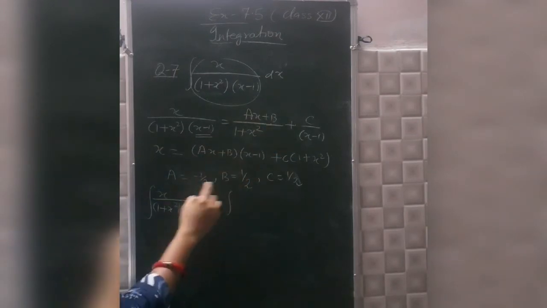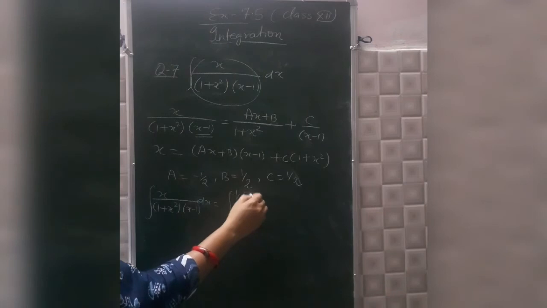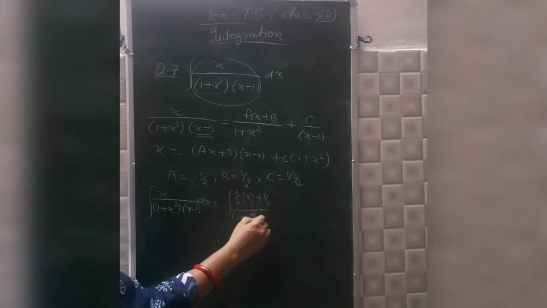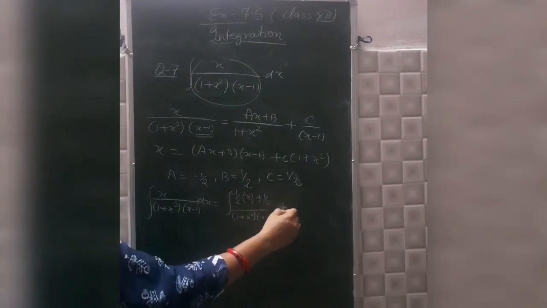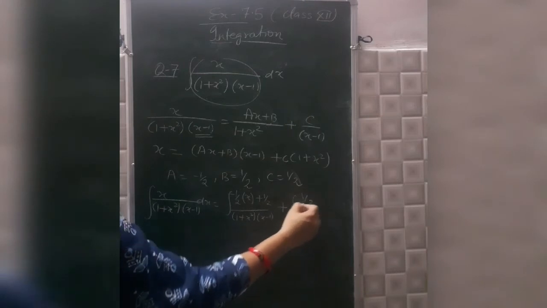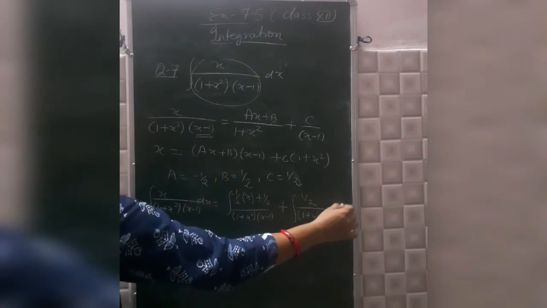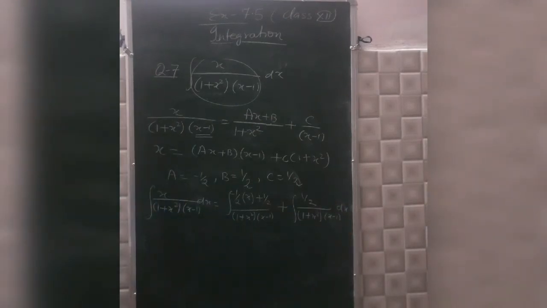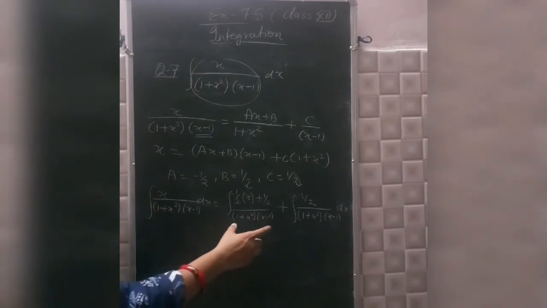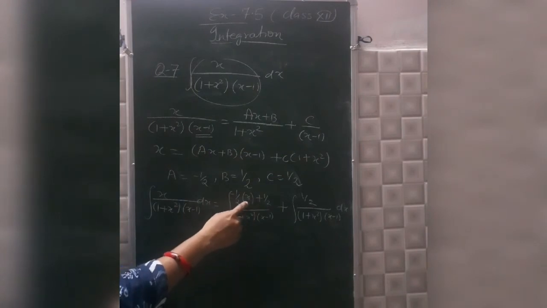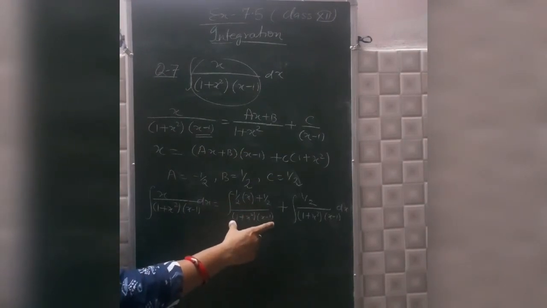ax plus b, a is minus half x plus half, divided by 1 plus x square, into x minus 1, plus second integration c, in place of c write down half divided by x minus 1. Now how will you integrate these two? In the first part here, minus half x plus half, this is linear and this is a quadratic polynomial given to you.